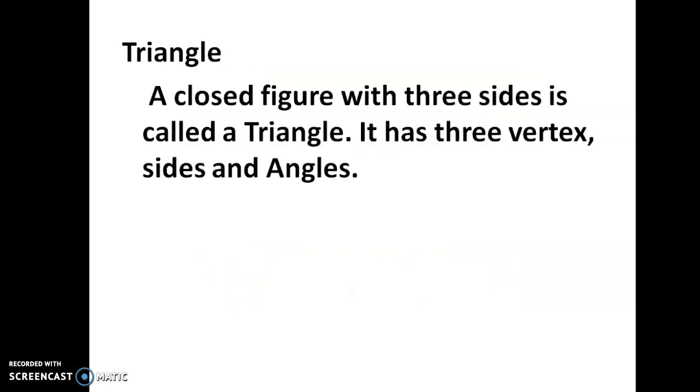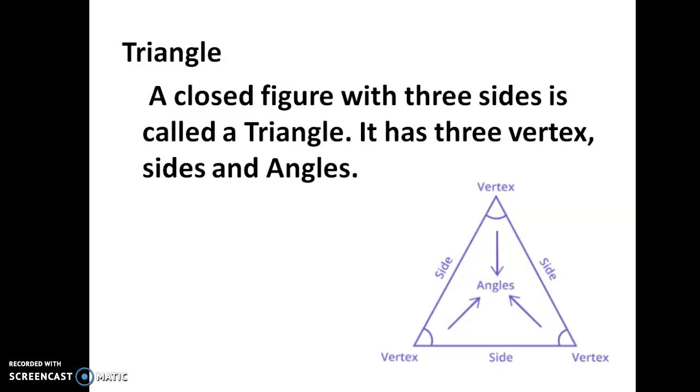Triangle: a closed figure with three sides is called a triangle. It has three vertices, sides and angles. So this is the triangle. You can see three sides and three angles. These three are angles, and this corner is called a vertex. So a triangle will have three sides, three angles and three vertices.